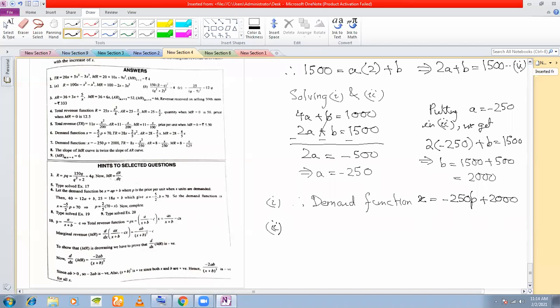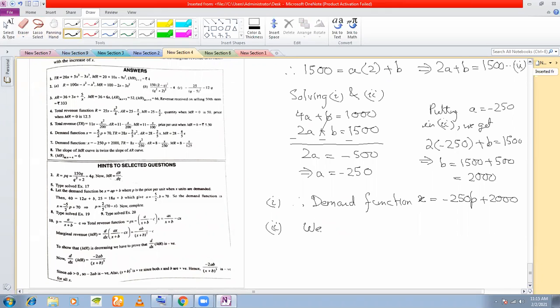Yes, sir. Next question, total revenue function. Tell me total revenue function. How will you find out total revenue function? We have just done this in the last question. Why? Total revenue is price per unit into the output, isn't it? Oh, yes, sir.